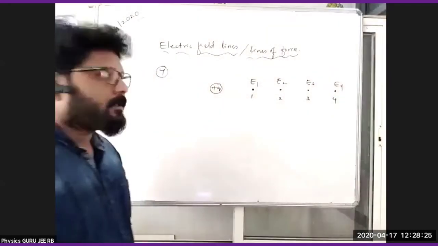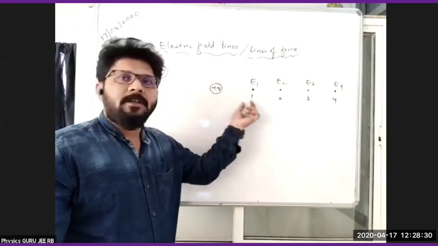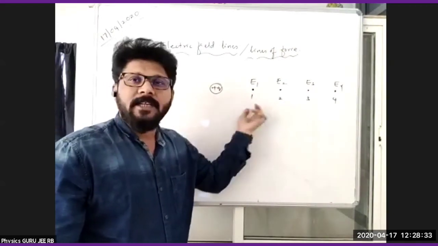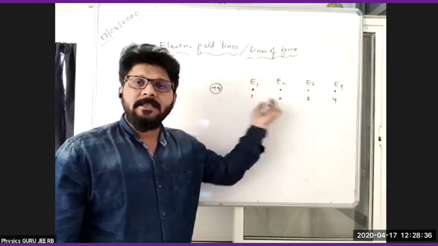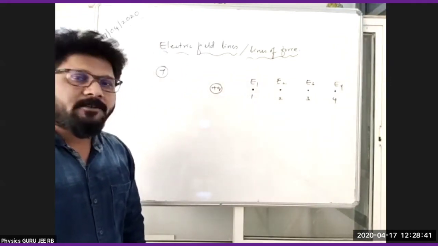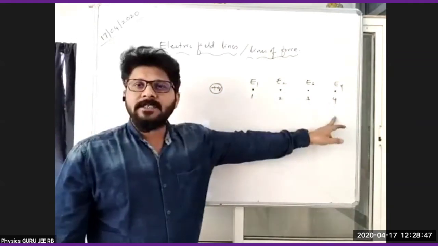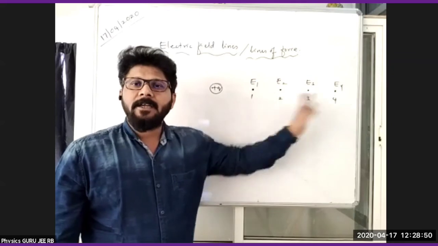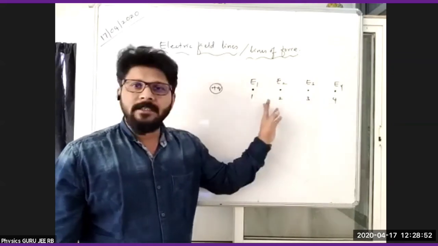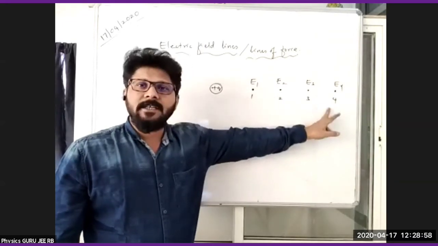Can you tell me, with respect to this charge, E1 and E2, which electric field intensity is greater? E1 is greater or E2 is greater? E1 is greater than E2. E1 and E4, which is greater? E1 is greater. E3 and E4, which is greater? E3 is greater than E4.